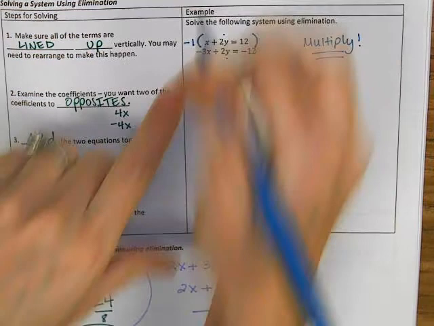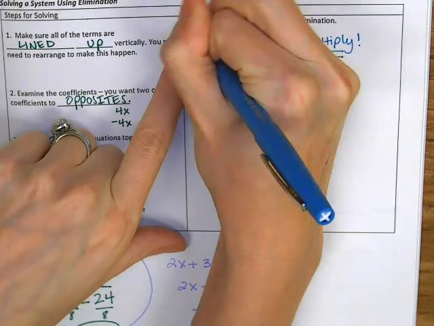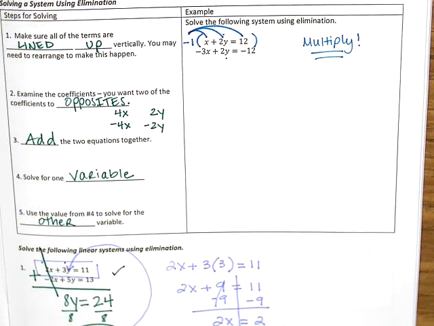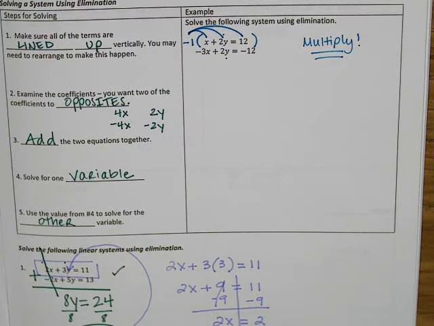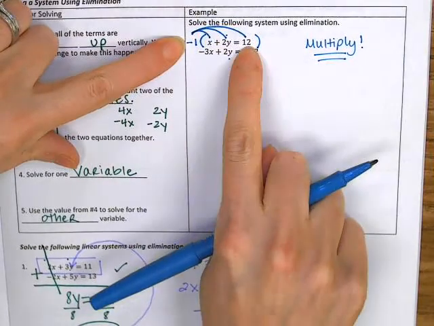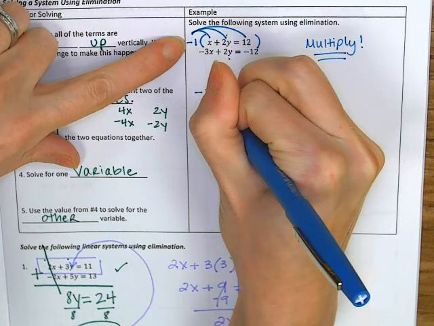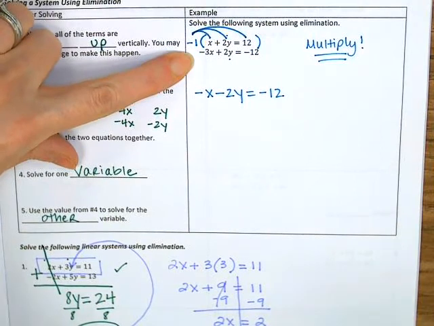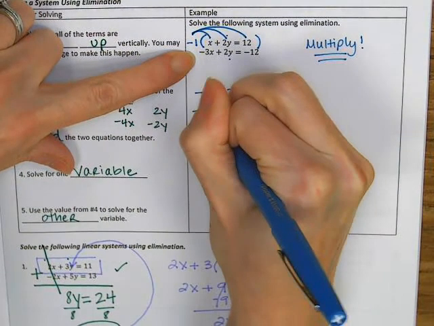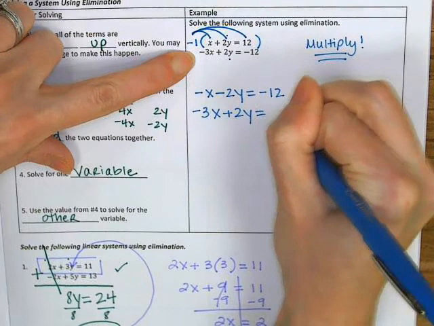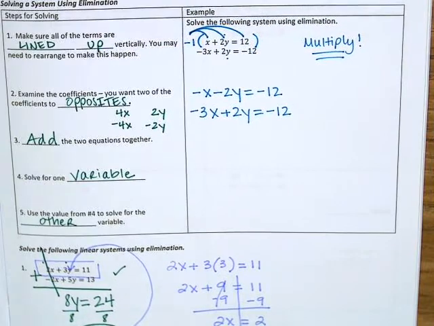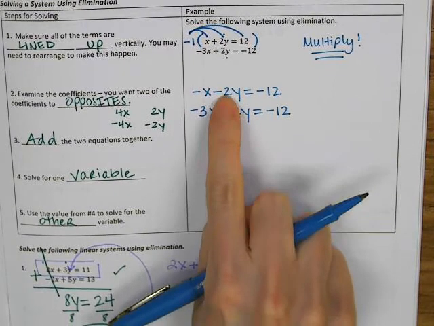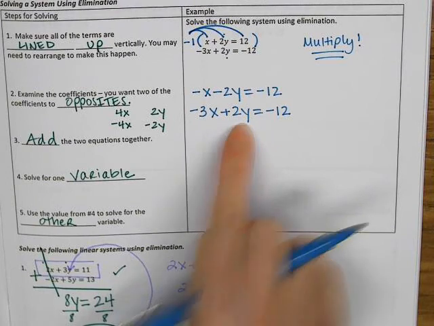Let me show you why that's a good idea. Now, when you multiply, you have to distribute it to all 3 terms. So I'm going to rewrite the problem, but I'm multiplying everything here by negative 1. So now it's negative x, negative 2y equals negative 12. The second equation, I'm going to leave it the same. Negative 3x plus 2y equals negative 12. See what just happened? Now we have opposites, negative 2 and positive 2.